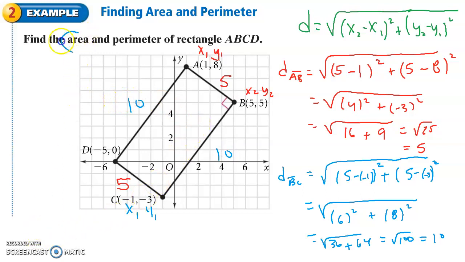How do I find the area? Well, the area is just going to be base times height, which is 5 times 10. I only need 2 numbers, and I get 50 units squared.